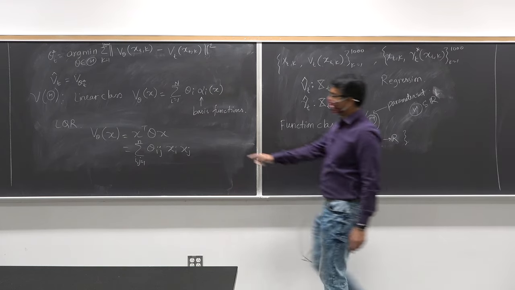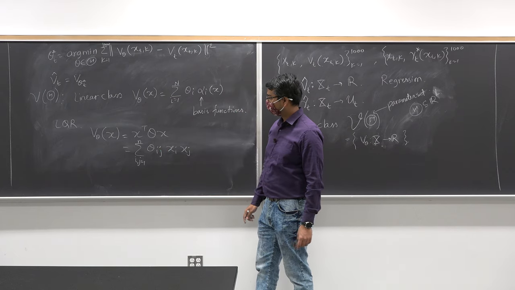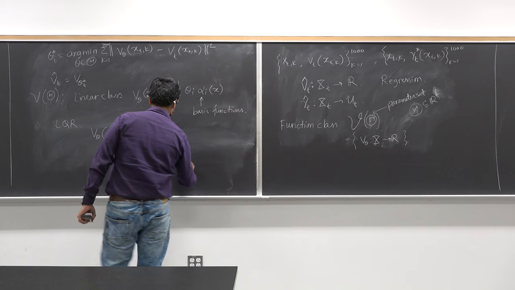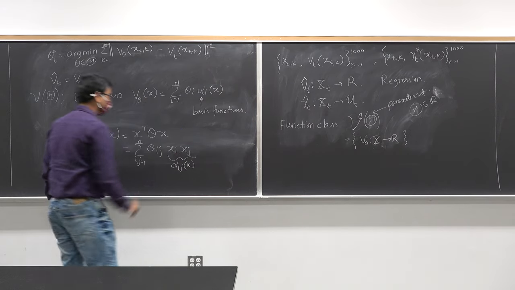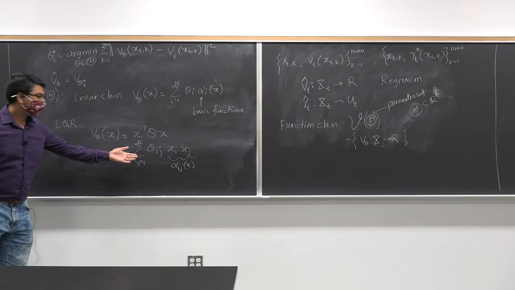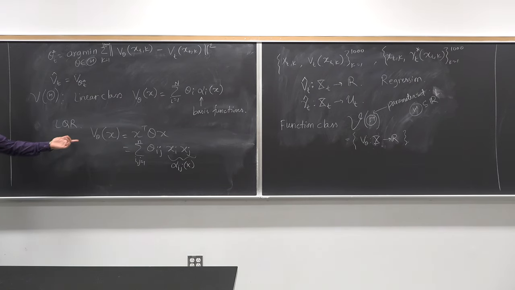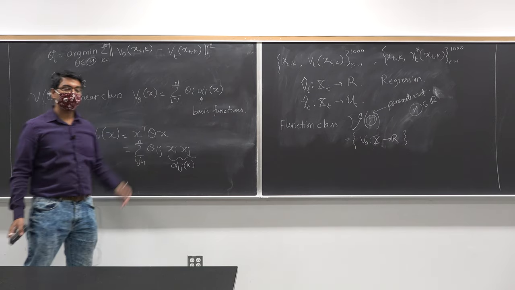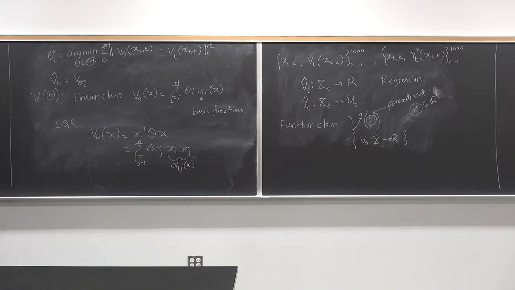Okay, so in LQR, this theta was actually a positive definite matrix, and I can call this as my basis function, alpha ij of x. And then it's a linear basis function, it's a linear class. The value function is in the linear class with respect to these basis functions. Okay, so we saw several examples of where linear basis functions are important. But the more complicated thing here is to recognize what that basis function is going to look like. Any question? No?